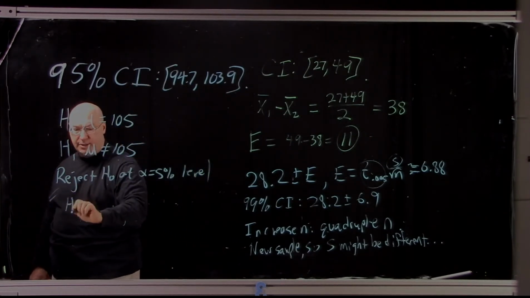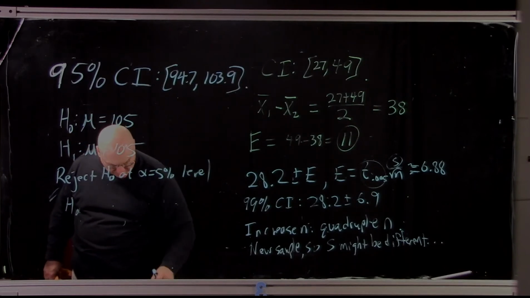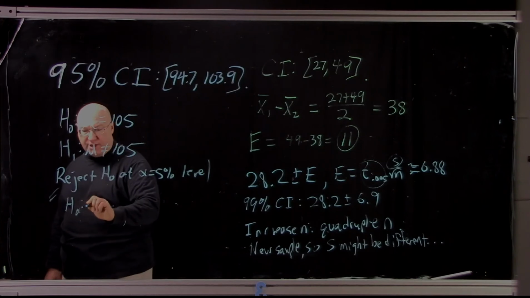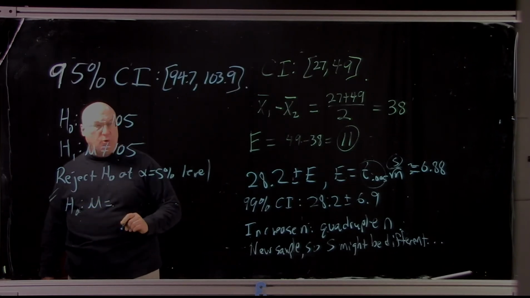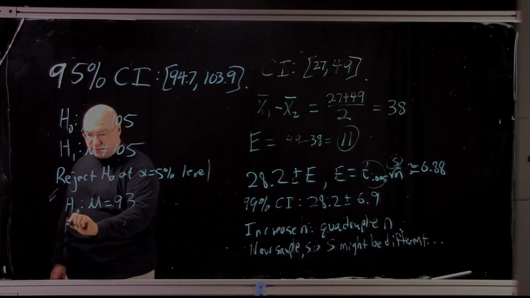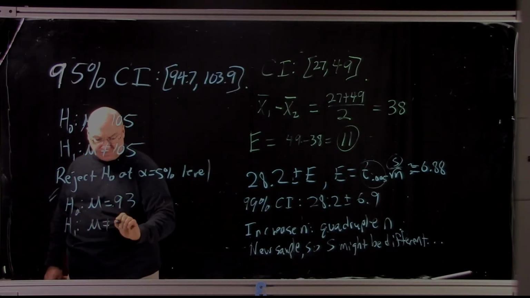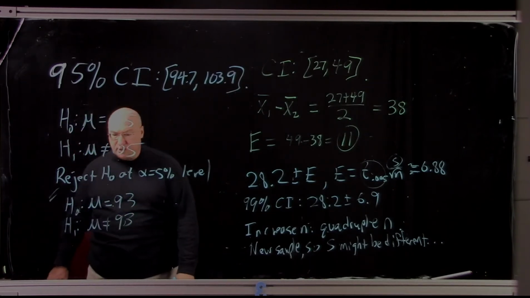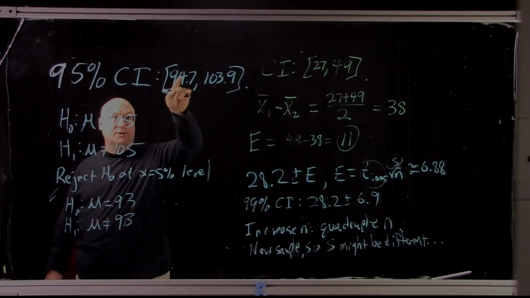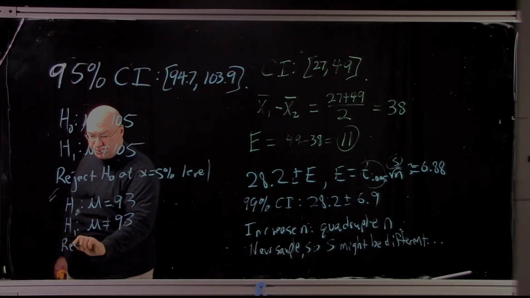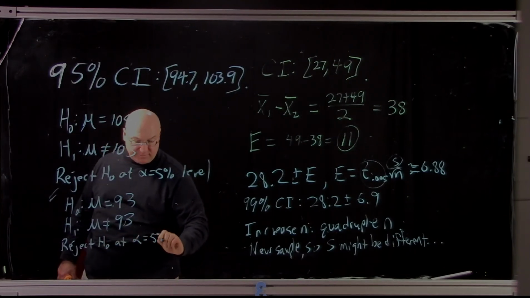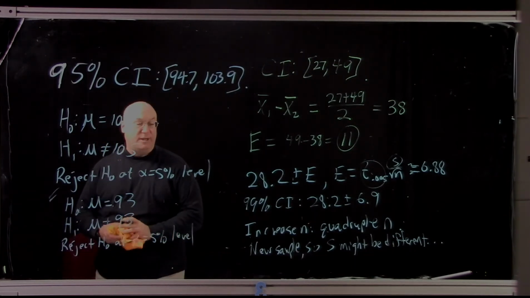We reject H naught at the 5% significance level. The next one is, what if the null was that mu equals 93, and the alternative hypothesis is that mu is not 93. 93 is not in this interval, it's over to the left. So we reject H naught at alpha equal 5% significance level.